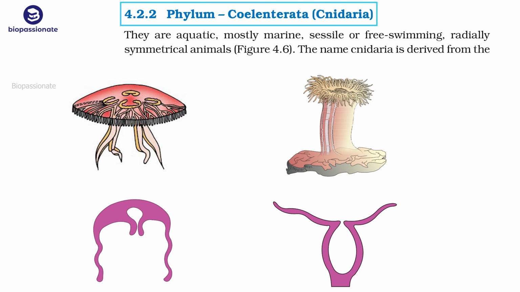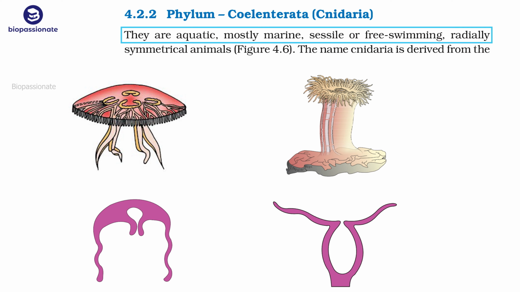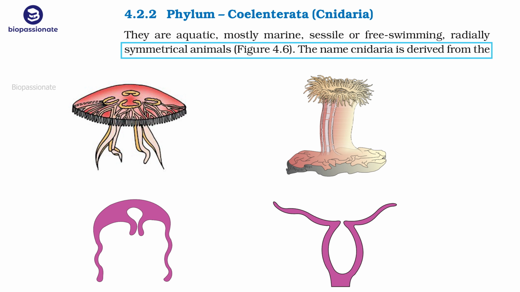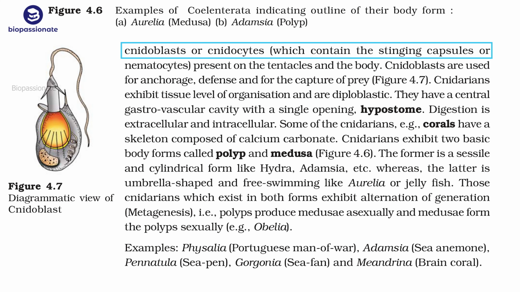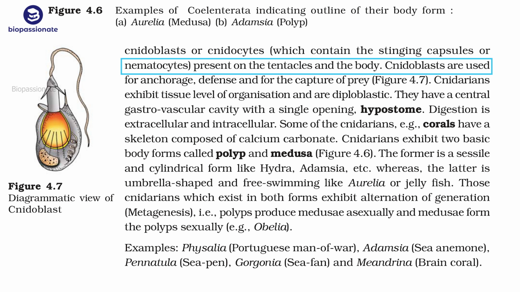4.2.2 Phylum Coelenterata, Cnidaria. They are aquatic, mostly marine, sessile or free-swimming, radially symmetrical animals, figure 4.6. The name Cnidaria is derived from the nidoblasts or nidocytes, which contain the stinging capsules or nematocytes, present on the tentacles and the body. Nidoblasts are used for anchorage, defense, and for the capture of prey, figure 4.7.